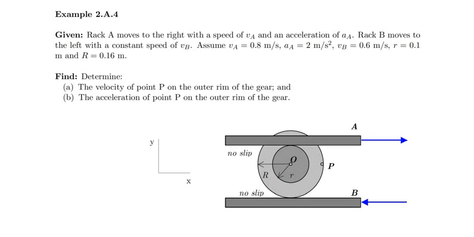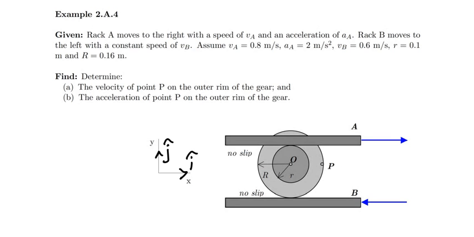of VB. Given numerical values for VA, AA, VB, R, and r, that is the inner and outer radius of the gear respectively, we're asked to determine the velocity of point P on the outer rim of the gear, as well as the acceleration of the same point. Now to help us out here, we're going to use a Cartesian vector set, and so I'll define unit vectors along the i and j directions that we've been used to using, and we'll see how we can use those for great effect.